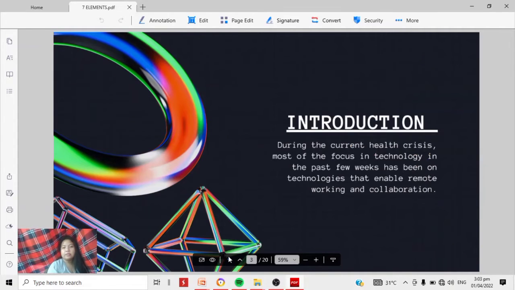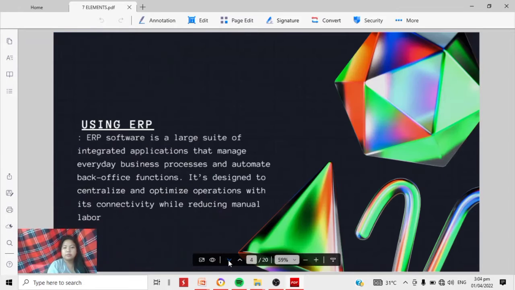Okay, introduction. During the current health crisis, most of the focus in technology in the past few weeks has been on technologies that enable remote working and collaboration. So we're using the internet and technologies more often since the pandemic because we're all staying at home. That's how we are able to use technology for communication.